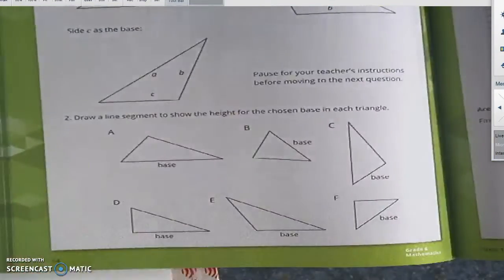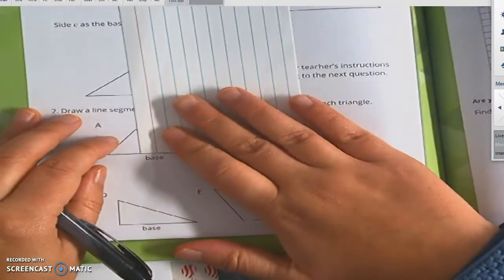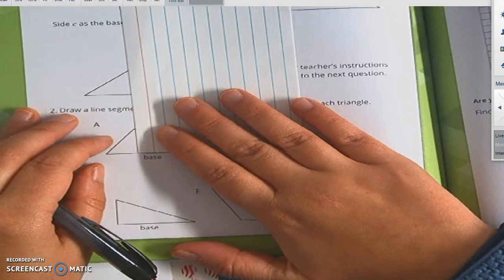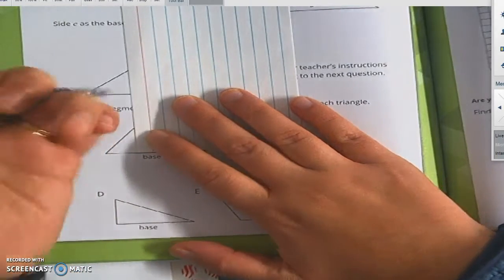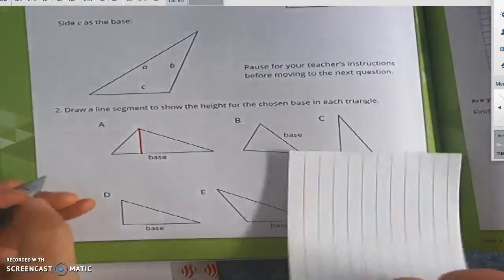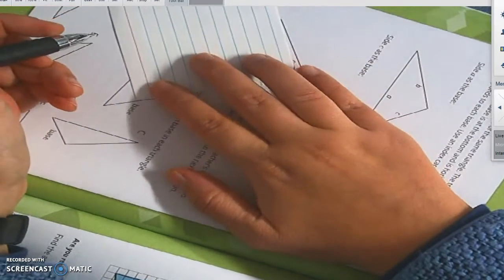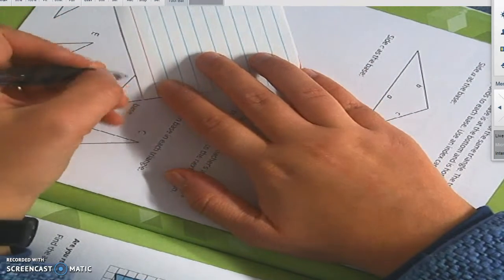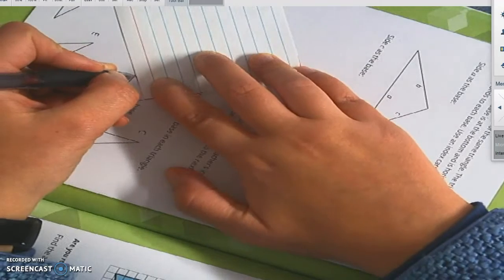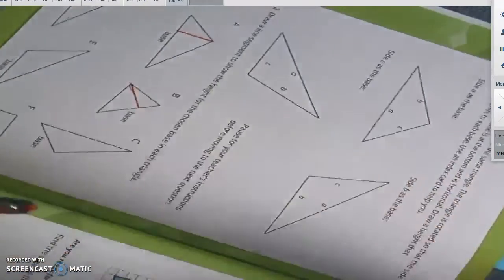Okay. So for this first one, I'm going to line it up with my base and with that vertex. This should be my height. Here, my base is over here. Man, they're going to make me turn my book all sorts of crazy directions. So I'm still going to line up my index card with the base, find that vertex, 90-degree angle, straight line, pretend that's straight.